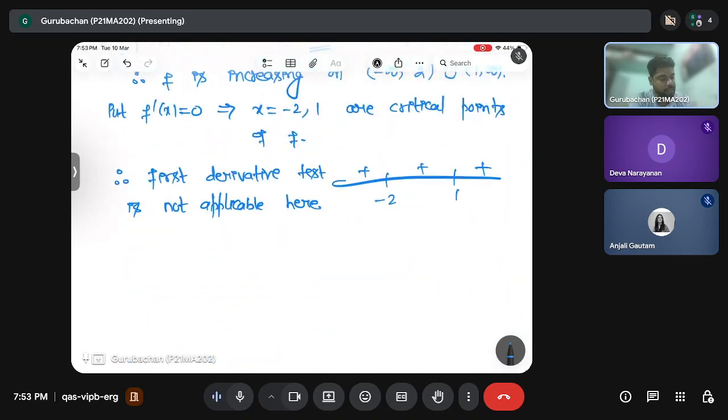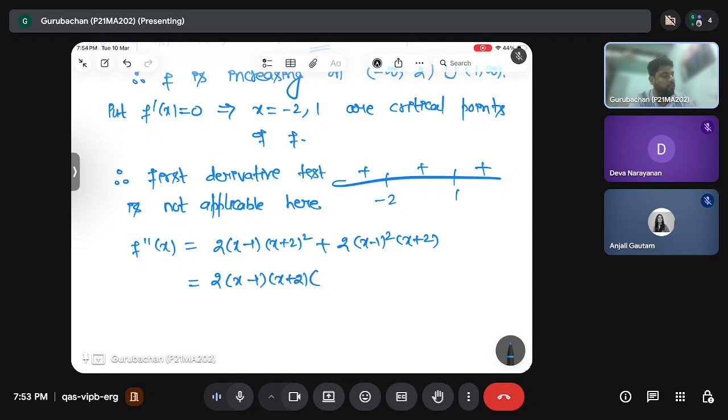So in this case scenario, f double dash x will be 2 into x minus 1 into x plus 2 square plus 2 into x minus 1 whole square into x plus 2, which will give you 2 times x minus 1, x plus 2, and from here you will be left with 1 x plus 2, and from here you will be left with x minus 1. This will give you x minus 1, x minus 2, and this will be 2x plus 1.